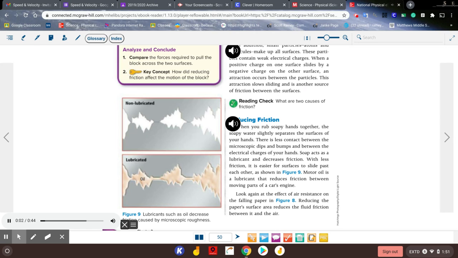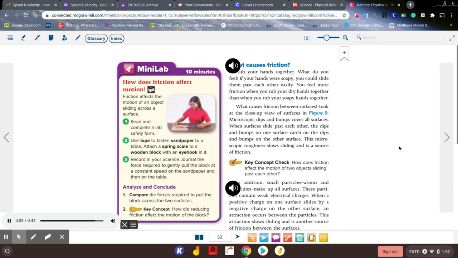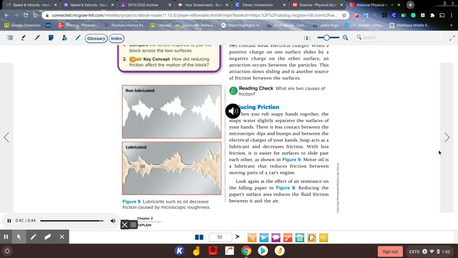Reducing friction. When you rub soapy hands together, the soapy water slightly separates the surfaces of your hands. There is less contact between the microscopic dips and bumps and between the electrical charges of your hands. Soap acts as a lubricant and decreases friction. With less friction, it is easier for surfaces to slide past each other, as shown in Figure 9. Motor oil is a lubricant that reduces friction between moving parts of a car's engine. Look again at the effect of air resistance on the falling paper in Figure 8. Reducing the paper's surface area reduces the fluid friction between it and the air.